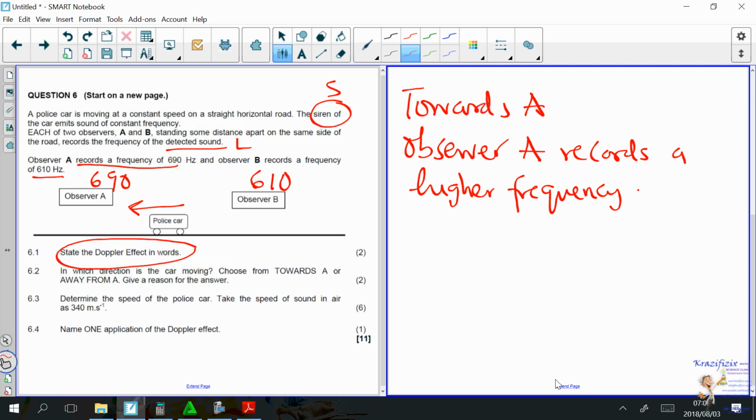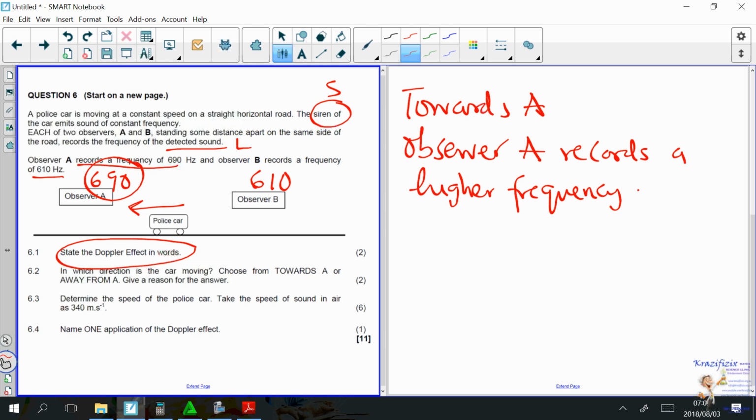Now, determine the speed of the police car. Take the speed of sound in air as 340. One common error that learners make is once they see two frequencies, they say one is the listener and one is the source. Guys, please read carefully. We do not have the frequency of the source. Now, how do we need to work this out?